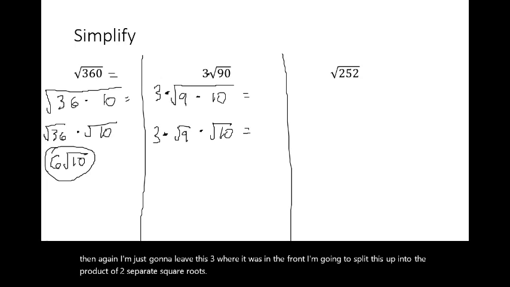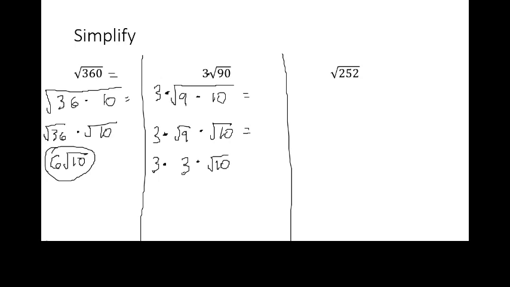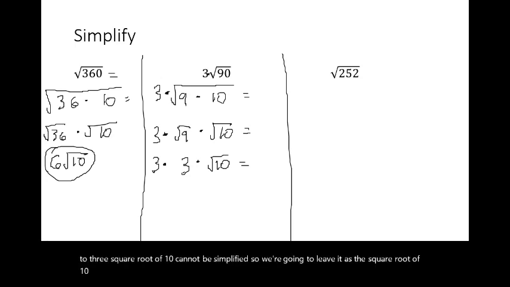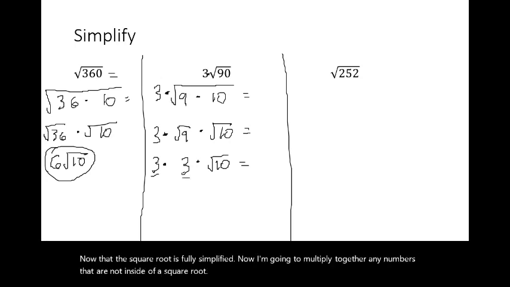Then I'm going to evaluate all the square roots that I can, and any square roots that I cannot evaluate, I'm going to leave alone. So I'm going to leave that 3 alone. Square root of 9 is equal to 3. Square root of 10 cannot be simplified, so we're going to leave it as the square root of 10. Now that the square root is fully simplified, I'm going to multiply together any numbers that are not inside of a square root. So 3 times 3 gives me 9 square root of 10, and I'm going to leave it like this.